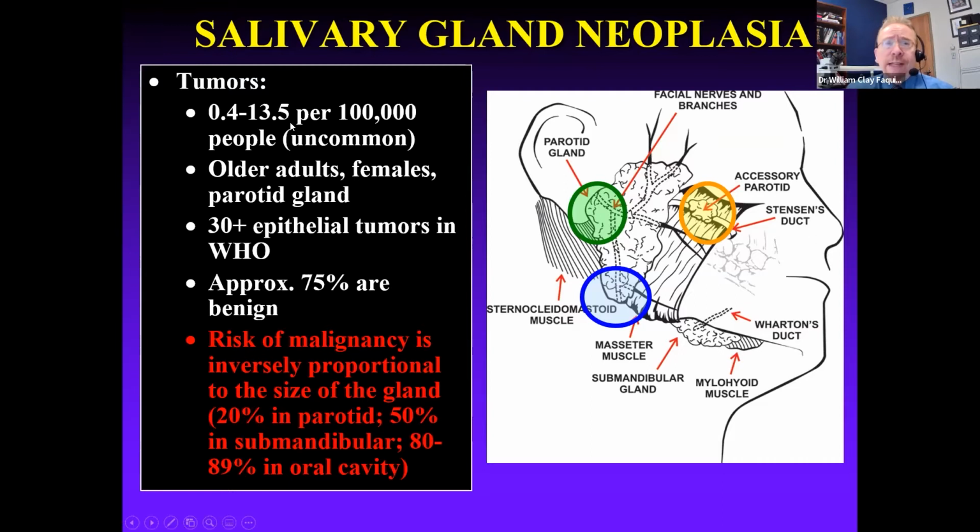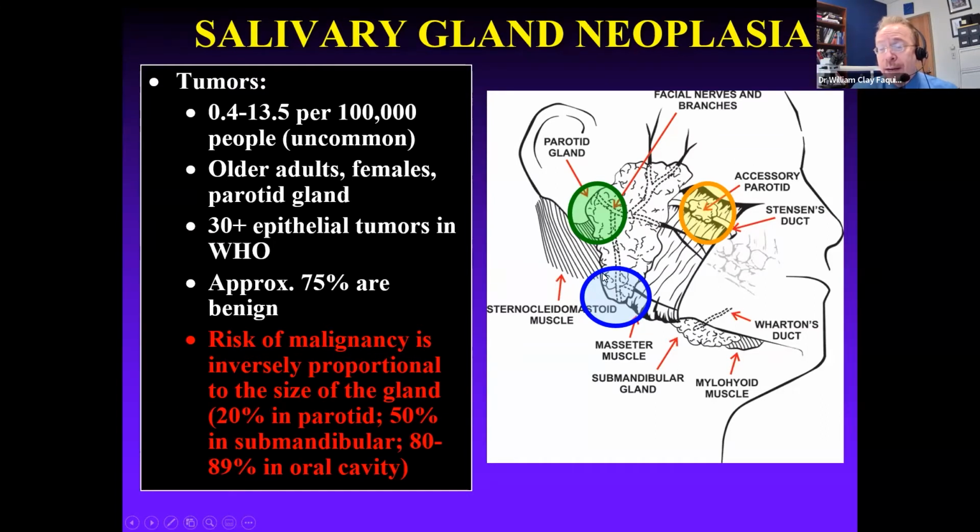So tumors of the salivary gland are uncommon. When they occur, more often they're in older adults, they're more common in women, and a majority occur in the parotid gland. These three colored circles on this diagram represent three areas that I think all of us are very familiar with in doing FNAs, especially the preauricular area, where generally the clinician says it's a preauricular nodule, but it's really in the parotid gland because that's where the bulk of the parotid gland is located.